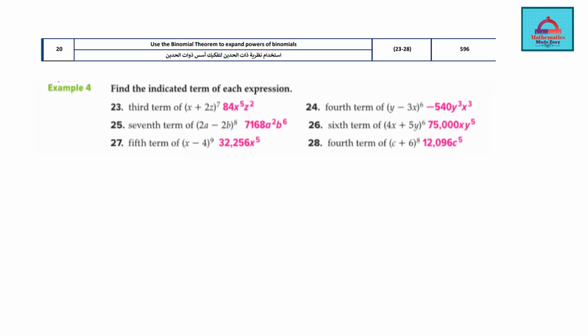In your end of term exam coverage, there is one more question in part B using the binomial theorem to expand the powers of binomial, as you see on this slide. That is example 4, question 23 to 28. Since this video has become pretty long, I'm going to be covering this question in my next video, so stay glued to the channel.